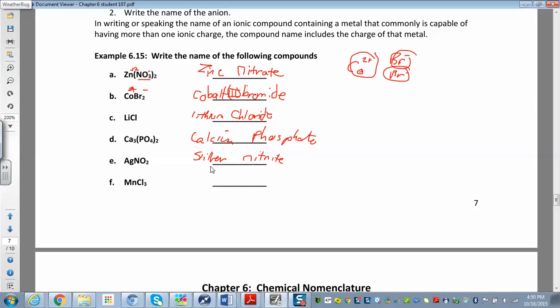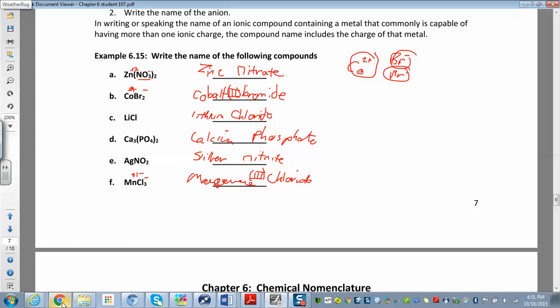Mn, that's manganese. And then Cl, that's chloride. Now, why is there a 3 there? Where do you think this 3 came from? Chlorine is -1. This must have come from manganese +3. So manganese +3 is manganese(III) chloride.